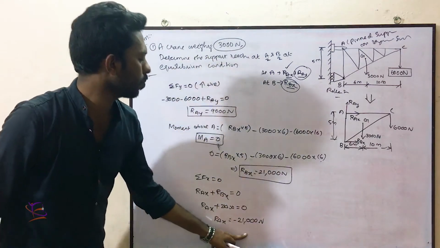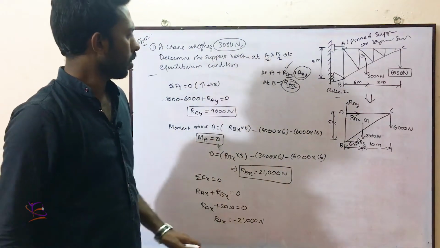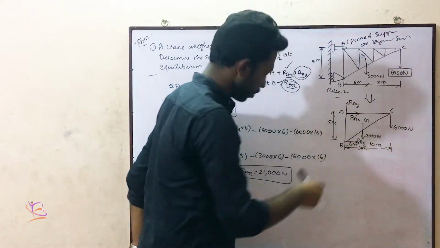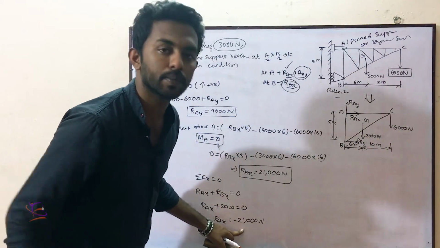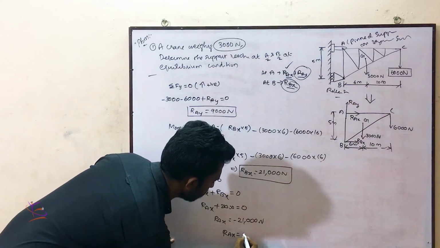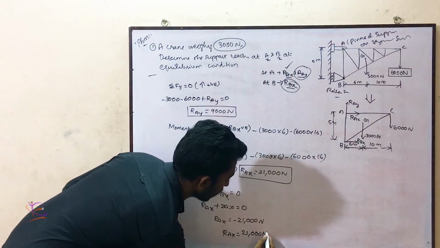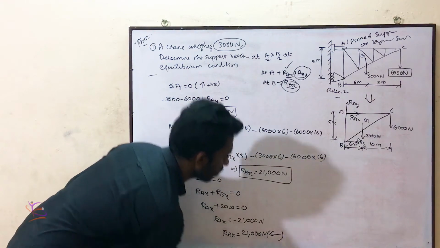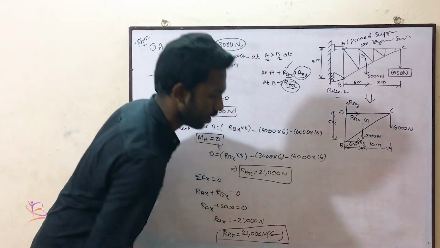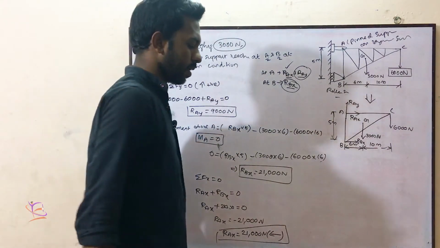This is a very important place where you have to concentrate. We took RAX towards the positive direction, but the answer is minus 21,000. So RAX equals 21,000 Newton, but the direction is leftward. With this we can complete this.